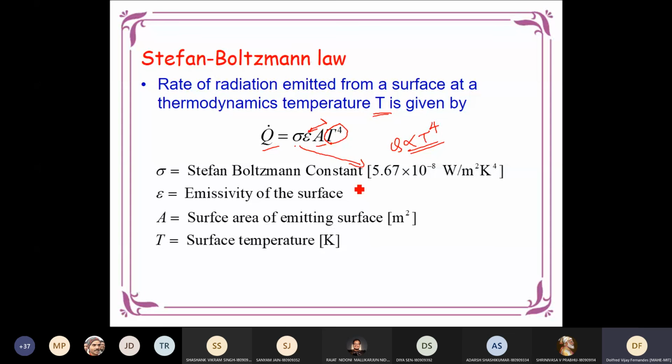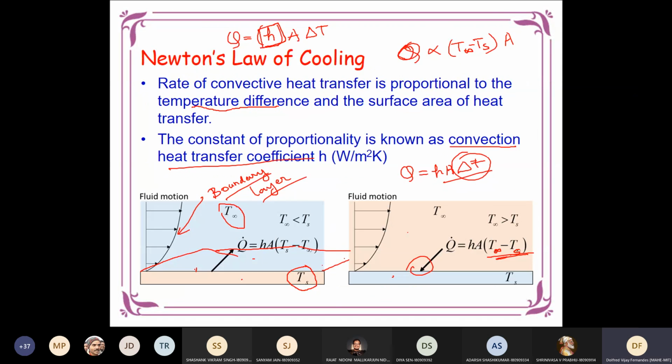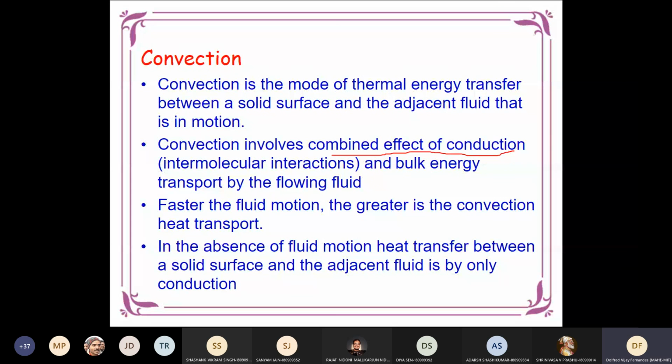So this is to introduce you to the modes of heat transfer. Since we are taking up these things again in detail, I'll stop here, and we will continue with conduction heat transfer in the next class on Thursday.